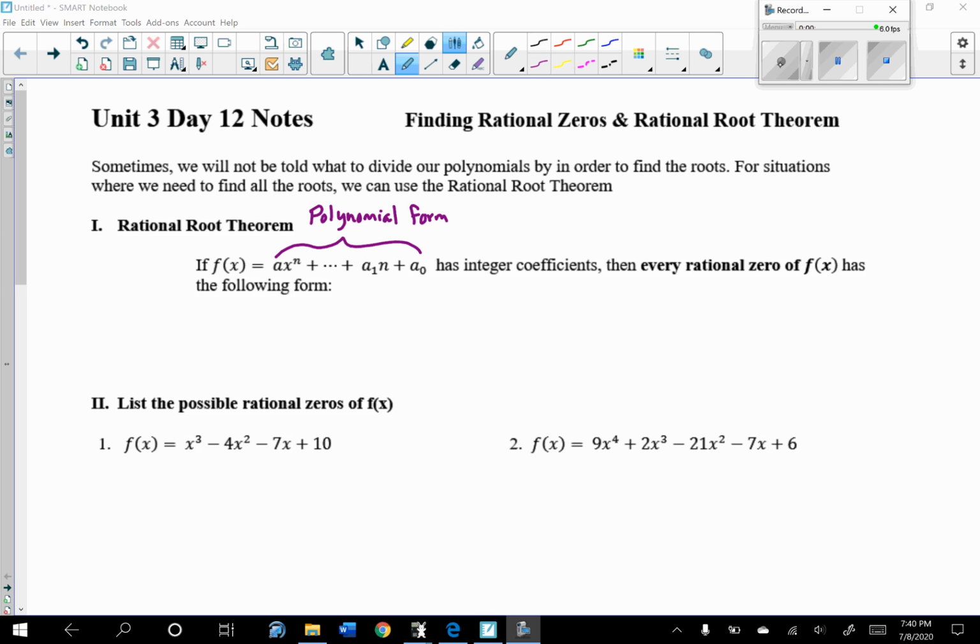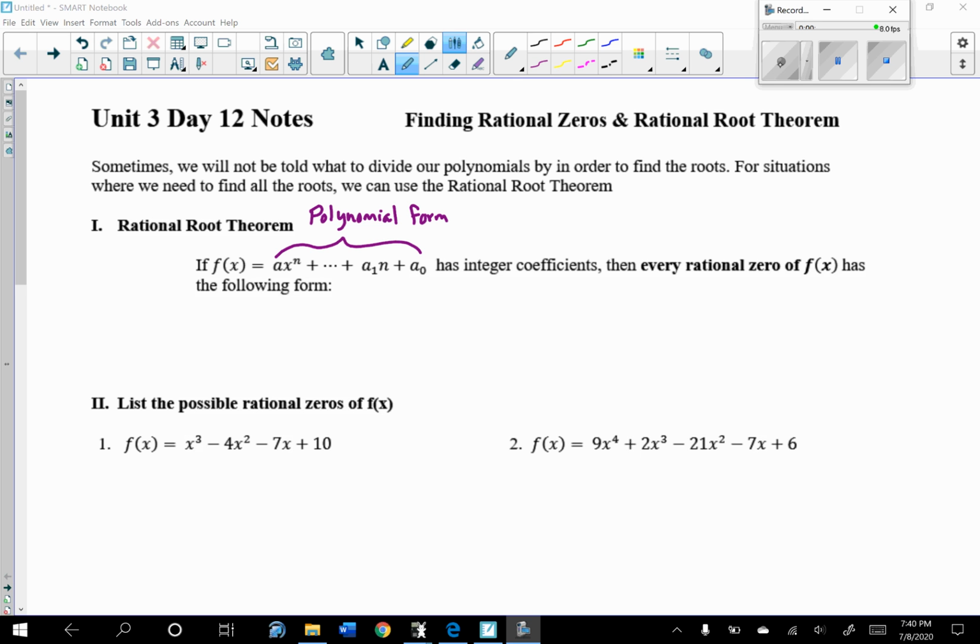Today we're going to talk about finding the rational zeros and the rational root theorem. Sometimes we will not be told what to divide our polynomials by in order to find the roots. For a situation where we need to find all the roots, we can use what's called the rational root theorem.